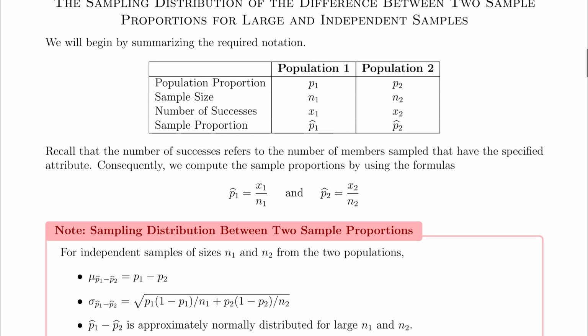We have the two populations. Population proportion for population 1 is P sub 1, and then for 2 it's P sub 2. Sample sizes, we still use the same variables, but now we just do a sub 1 and sub 2 to indicate which population it represents. The number of successes is the number of people in the sample that have the specified attribute, like in the previous example, people who order vegetarian meals. And then the sample proportion is the number of people in the sample who have the attribute divided by the number of people sampled from that specific population.